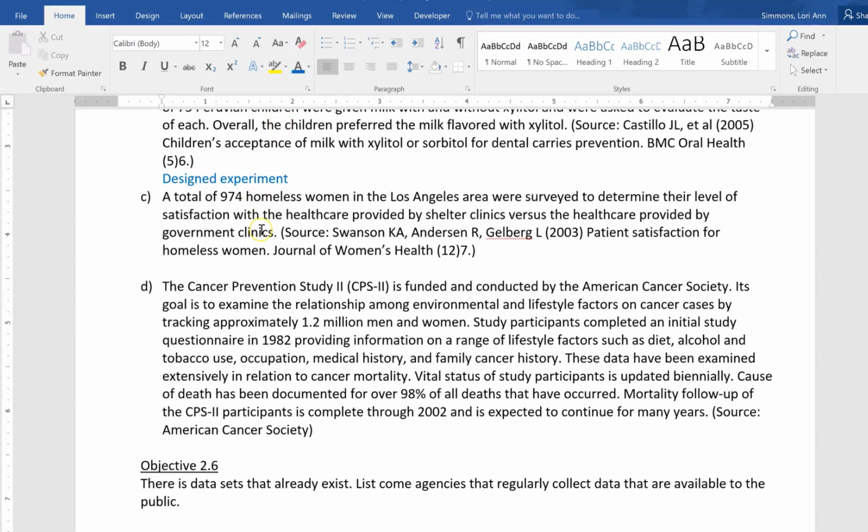Okay. C, a total of 974 homeless women in the Los Angeles area were surveyed to determine their level of satisfaction with the health care provided by shelter clinics versus the health care provided by government clinics. So observational or designed. This is observational. Are we looking at a specific time? Are we looking back? Or are we going forward following these women? We are asking them at a specific time their satisfaction level. So this would be cross-sectional.